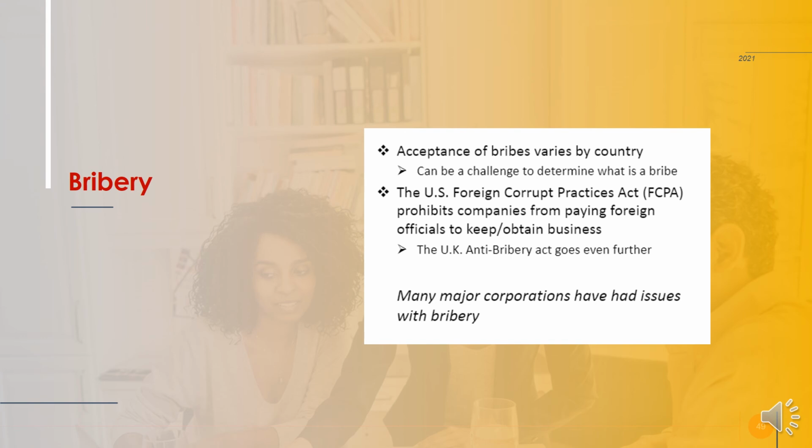The US Foreign Corrupt Practices Act, FCPA, prohibits companies from paying foreign officials to keep or to obtain business. The UK Bribery Act goes even further. Many major corporations have had issues with bribery at the international level.